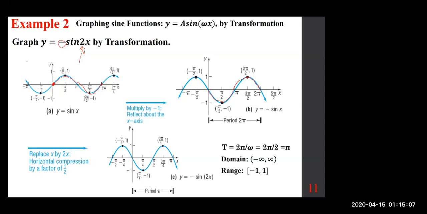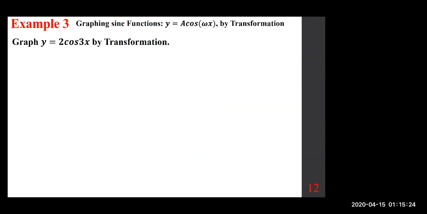So negative sign flips it over. 2x will cause the function to shrink along the x-axis because it does affect the period of the function. All right. Same thing happens here. As far as the transformation, we are comparing it to cosine.